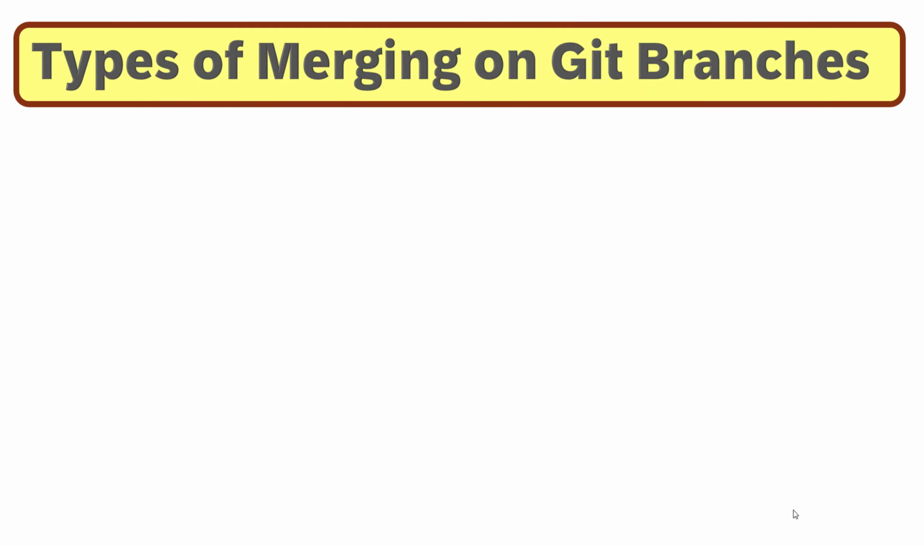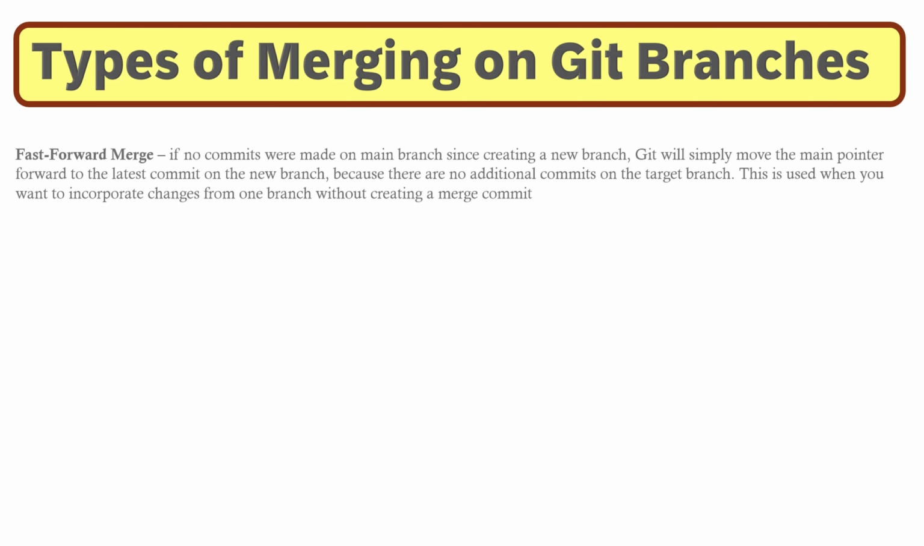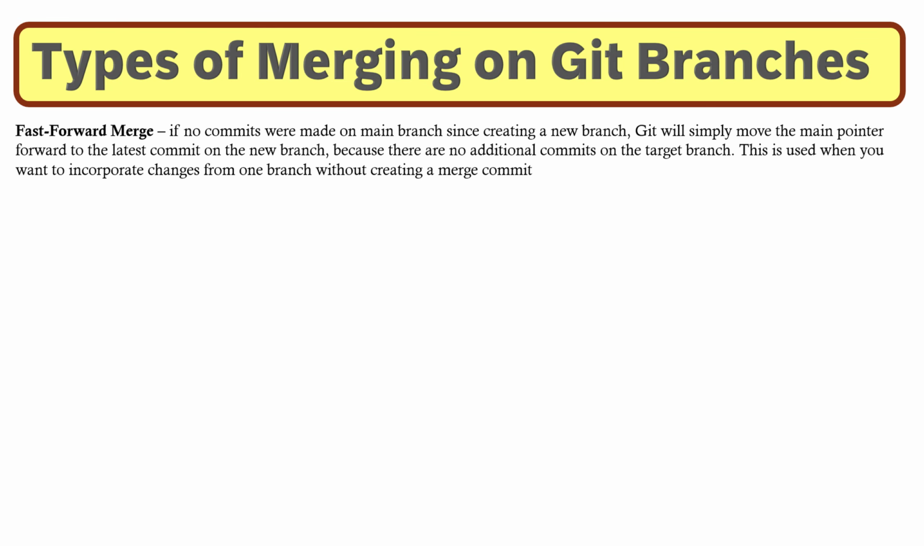So now we have looked at the fast forward merge and the three-way merge, the true merge. So just to reflect, a fast forward merge happens when the branch being merged can be simply moved forward because there are no additional commits on the target branch. And this happens if the target branch has not diverged from the current branch. So there were no more commits on the main branch. And you would do this if you wanted to incorporate changes from one branch without creating a merge commit.